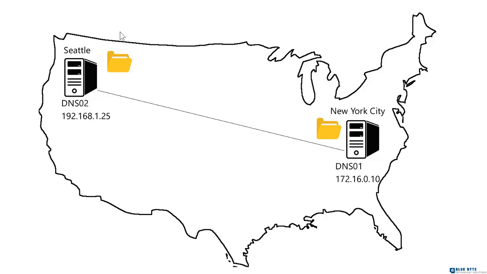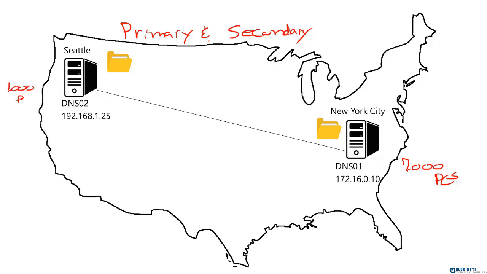Let's first look at a scenario with a primary and secondary. With this, let's say New York City is my primary location. That's my headquarters location. And in New York, I have 7,000 computers. We'll say PCs. Seattle is a branch office. In Seattle, I have 1,000 PCs. And a handful of servers in each location. But basically, 1,000 records in Seattle and 7,000 records in New York City.